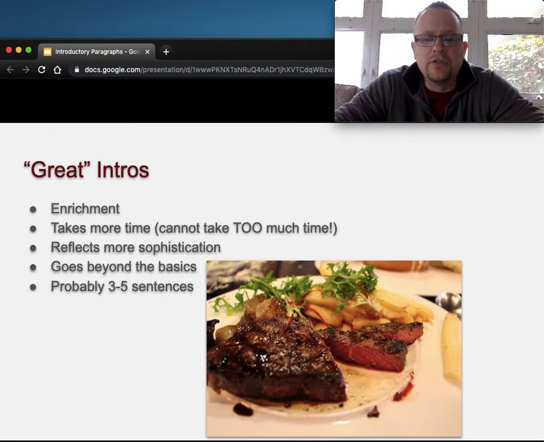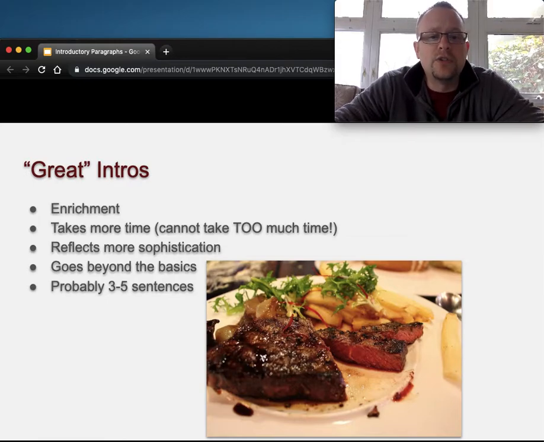A great intro is going to be steak, for me at least. It's going to be a nicely grilled steak. It's going to be medium rare, as you can see there, with the French fries. It's a presentation. It's a big piece of meat. Looks good. There's enrichment that's going on. There are more nutrients in this meal than maybe with the spaghetti. And it's going to make me feel enriched as a reader coming across a great introduction.